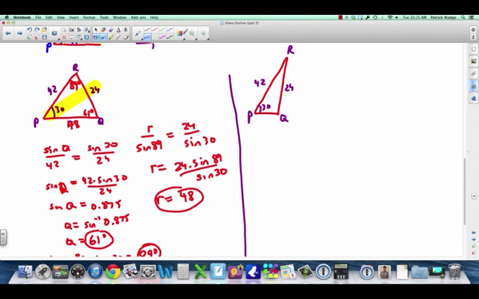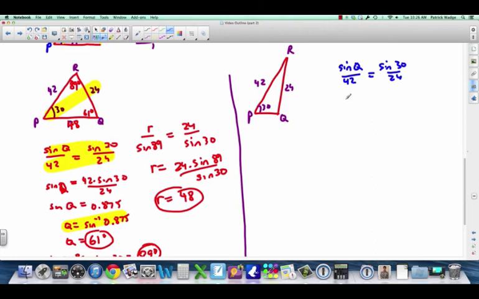Okay, so what you would do to start here is you would try to find angle Q, just like you did over here. And to do that, you would do sine Q over 42 equals sine 30 over 24. And if you take a look at what I just wrote here, do you see that it's exactly the same as what you wrote here? Exactly. So you're going to do exactly the same thing. You're going to end up down here. You're going to solve it the same way.